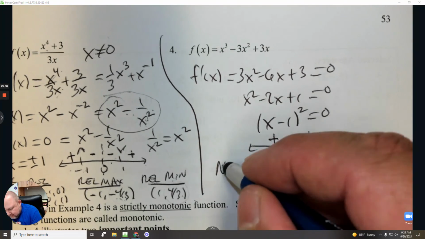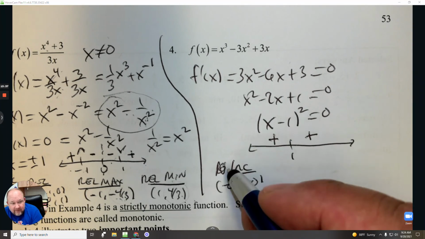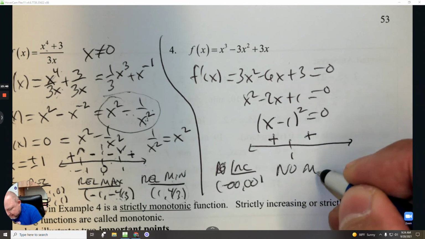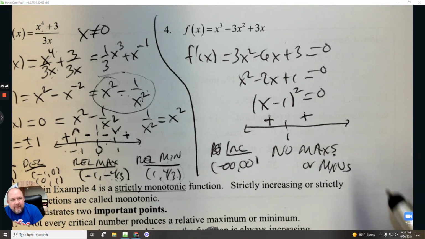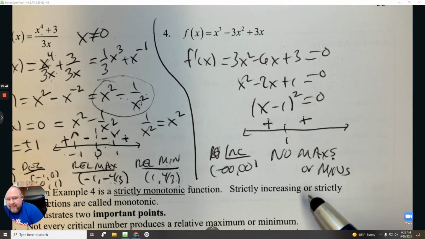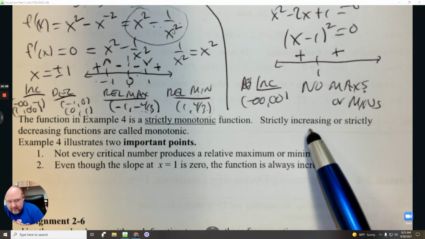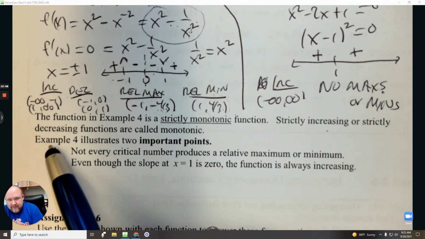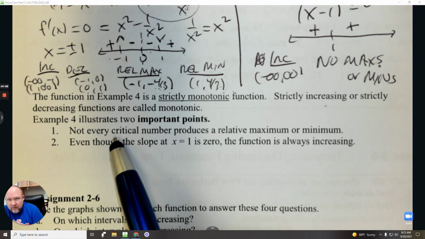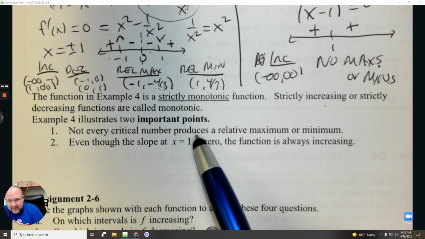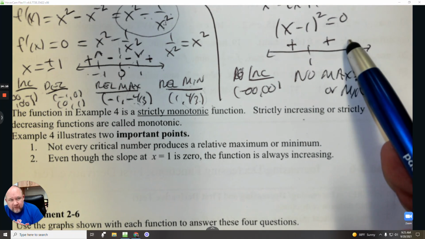So it is increasing from negative infinity to infinity. So it's always increasing, and there are no maxes or mins. So this last function, because you need a sign change to create a turning point, this last function is called monotonic. So it's monotonic when it's only increasing or only decreasing. And it illustrates 2 important points for what we're doing today's lesson. Not every critical number creates a maximum or minimum. And even though the slope at x equals 1 is 0, the function still is always increasing.